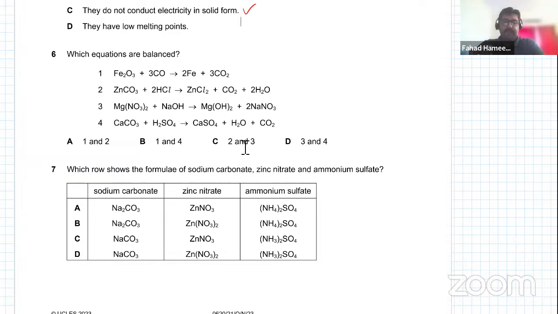I said next one. Which equations are balanced? Is the first one balanced? Yeah, it's balanced. What about the second one? No, it's not balanced. Four H's and two H's on the other side. That's not. What about the third one?